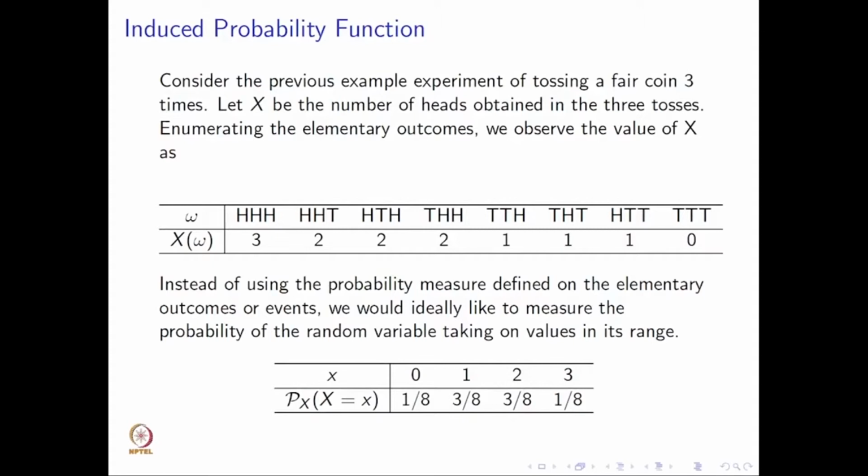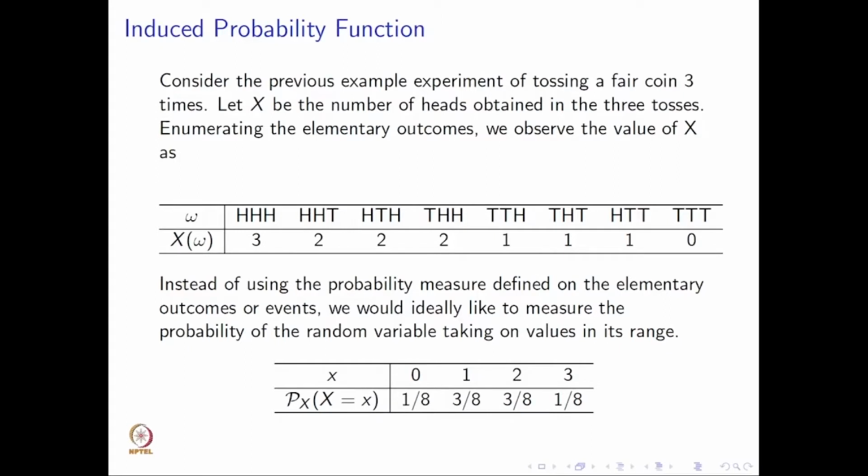Now, instead of using the probability measure defined on the elementary outcomes or events, we would ideally like to measure the probability of the random variable taking on values in its range. What we are trying to say here is that when we defined probability measure, we were associating each event, that is, subset of the sample space, with a probability measure. When we consider random variables, the events correspond to different subsets of the sample space which map to different values of the random variable. This is illustrated in the second table. The first row lists out the different values that the random variable x can take, and the second row lists out the corresponding probability values, assuming that the coin tossed is a fair coin.